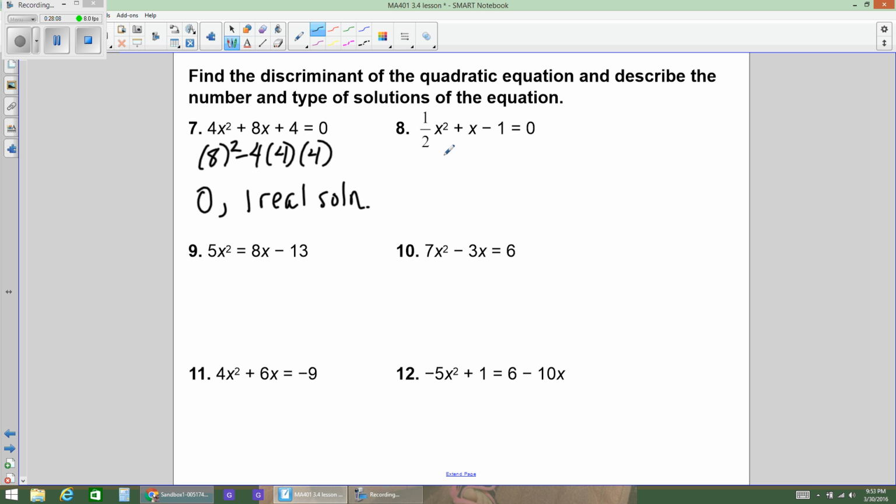Okay, over here, b squared minus 4 times a times c. Actually, this one I'll do by hand because I know half of 4 and then a 1. So that was easy. I got a 3. That means two real solutions.